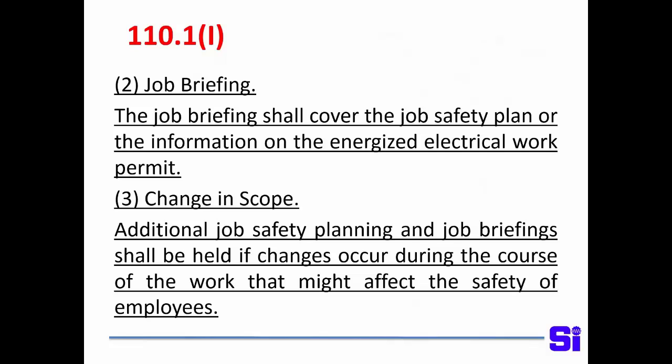If you look at an energized electrical work permit in Annex J of the 70E, really that is a job safety plan, because you're putting all the information that you really need for an assessment and the plan right on that permit. And then number 3 is where we add the change in scope back in. Additional job safety planning and job briefing shall be held if changes occur during the course of the work that might affect the safety of employees. We call this job creep or task creep.